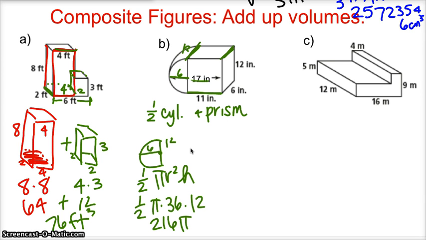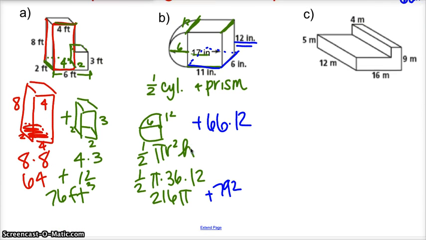Now I'm going to do the prism. I'm going to take the 11 and the 6, and it's 12 high. So that gave me 792. When I grab my calculator in order to get to tenths, I'm going to go ahead and type the pi in. So 216 pi plus 792 is 1470.2 inches to the third.